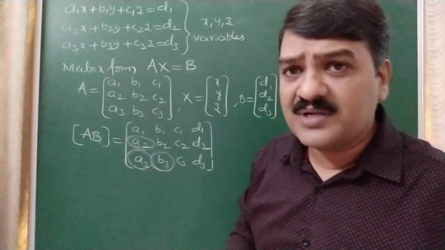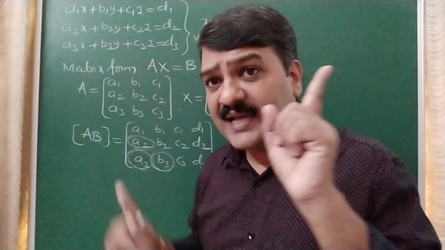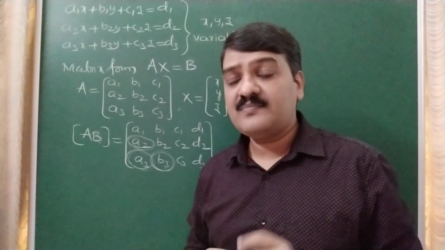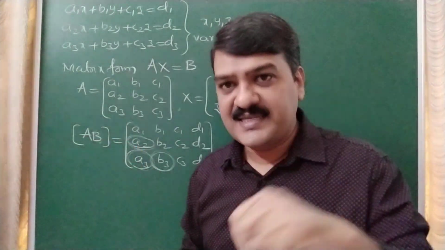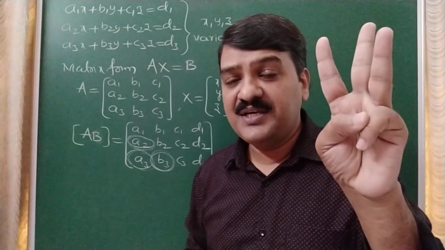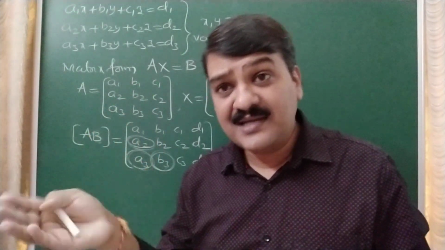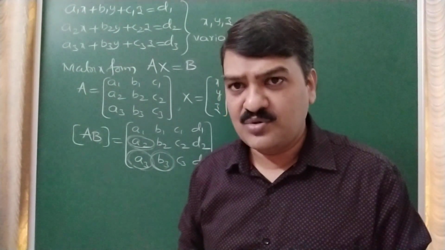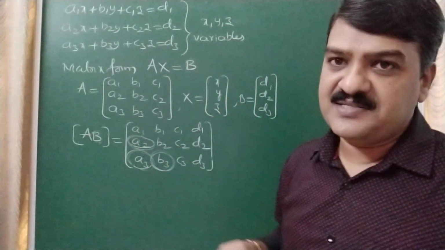What are elementary row transformations? You can interchange any two rows. First one. You can multiply any row with a non-zero constant. Second one. Third one is you can multiply any row with a non-zero constant and add to some other row. These are elementary transformations. Only these three can be used to get zeros in these three places.